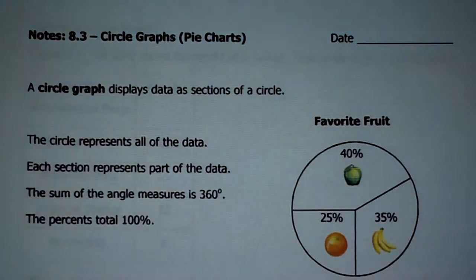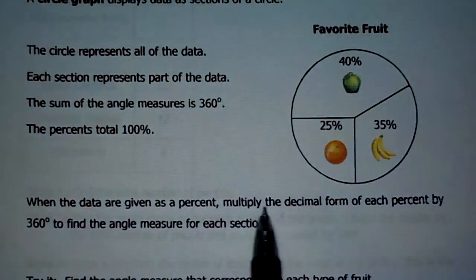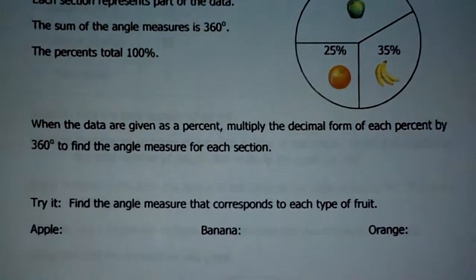When the data are given as a percent, and you're trying to figure out how many degrees that is, all we have to do is multiply the decimal form of each percent by 360. Relating this to terms you understand, if you got a 25 out of 30 on a quiz, to figure out the percentage out of 100, you would take 25 divided by 30 and multiply that by 100, right? Because you want it to be out of 100%. This is kind of the same idea. We're going to multiply the decimal form of each percent by 360, because I want it to be out of 360 instead.